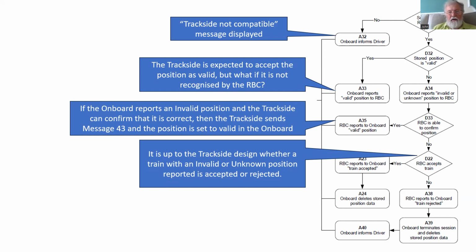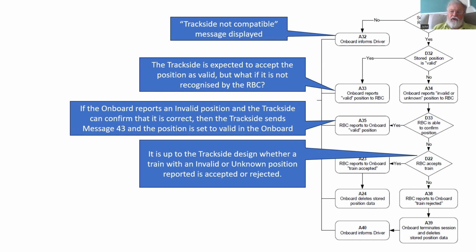It does raise an interesting question, though, and a trackside behavior may be needed for what if that position is reported as valid, but is not recognized by the RBC that the onboard has contacted. It could be that for whatever reason, the train has moved from one RBC area to another. The onboard has not updated the RBC contact details, and so it is reporting a location to an RBC that doesn't recognize that location. So that's something for the trackside specifier and designer to think about.